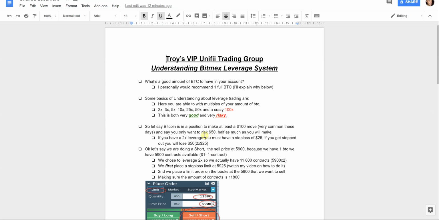All right, let's say an imaginary number that we're going to do here. We're going to do 2 times leverage. You want to earn $100. That is your goal, right? Or a $100 move. And the most you want to risk is $50. If you have 2 times leverage, you must have a stop loss at $25. If you get stopped out, you will lose 50. 2 times 25, because you've got double the leverage.